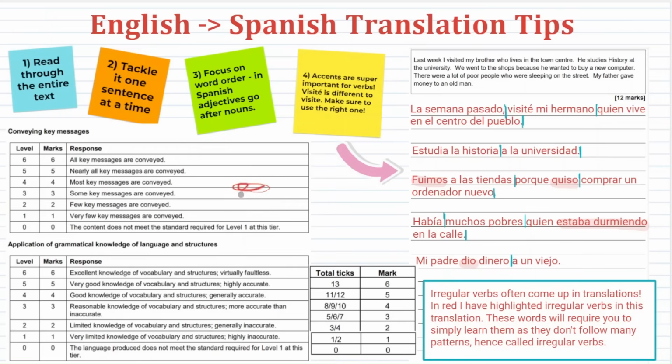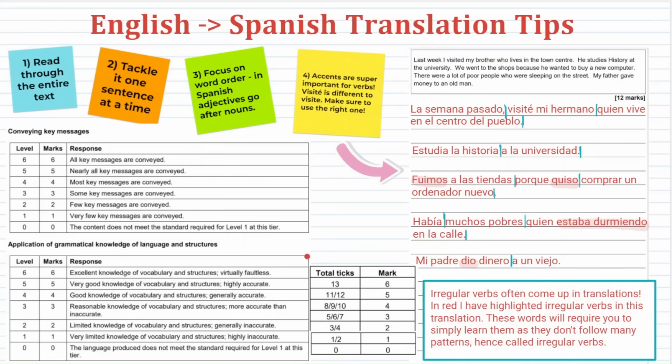Looking at the mark scheme for these questions, you get 6 marks for conveying key messages, and another 6 marks for general accuracy. The text is always split into 13 sections, and if you get the main gist of that section correct, i.e. no major errors, you get a tick for that section. As you can see in the table, 13 ticks gets you full marks for conveying key messages. Then another 6 are awarded depending on your accuracy.